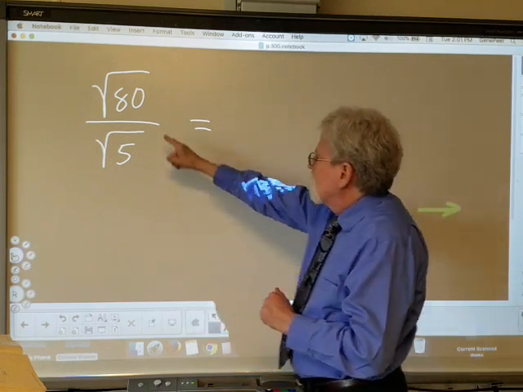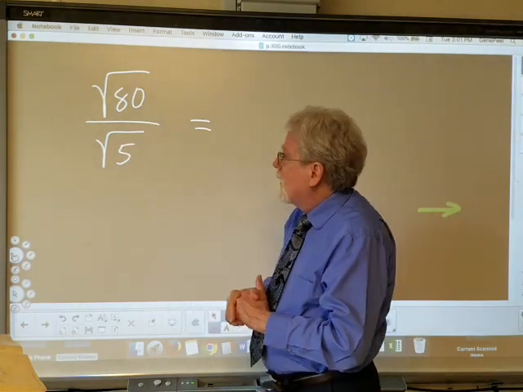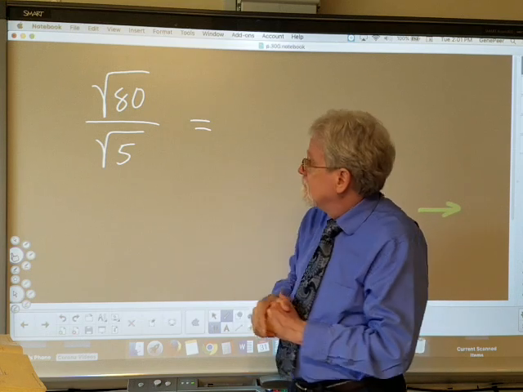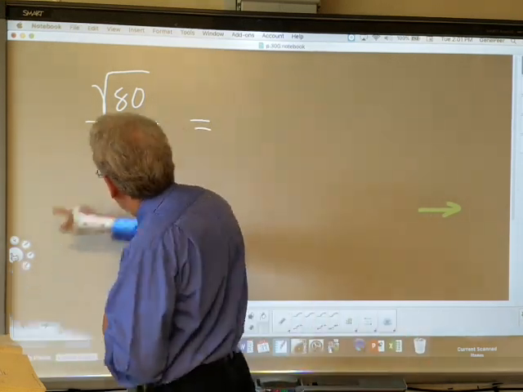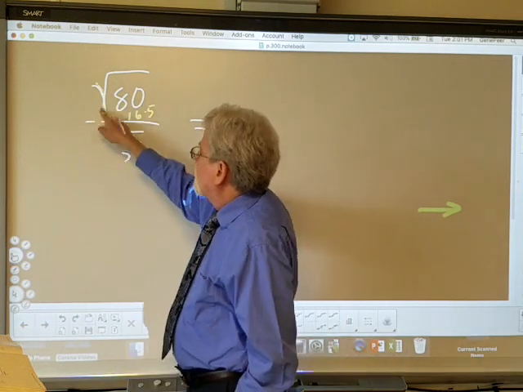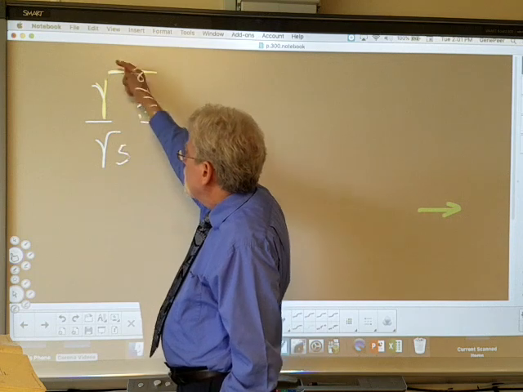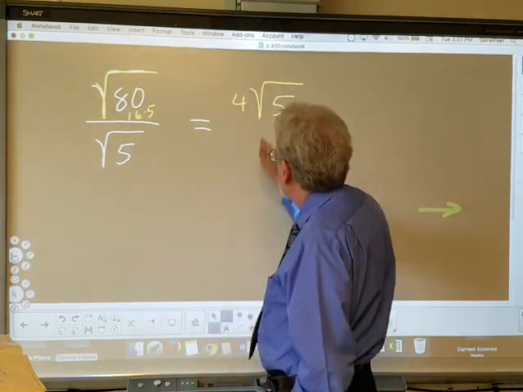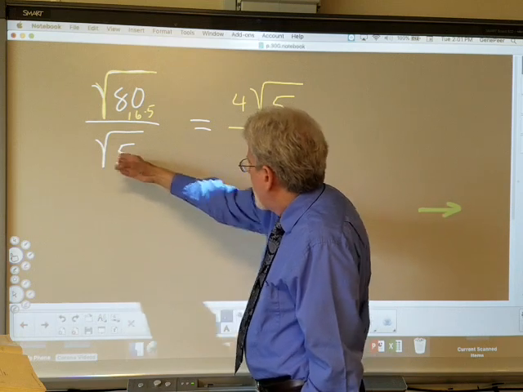And you need to recognize that 80 can indeed be factored into 16 times 5. So we think of that 80 as 16 times 5. Why? Because we know the square root of 16 becomes a 4. And here we have square root of 5. All right, copy this, square root of 5, still down there.